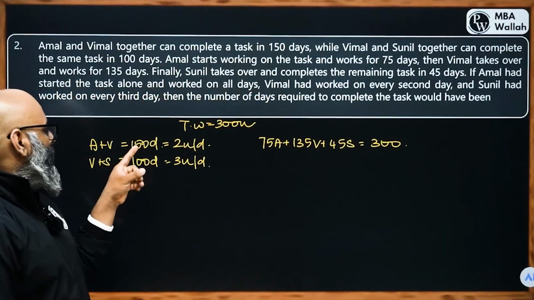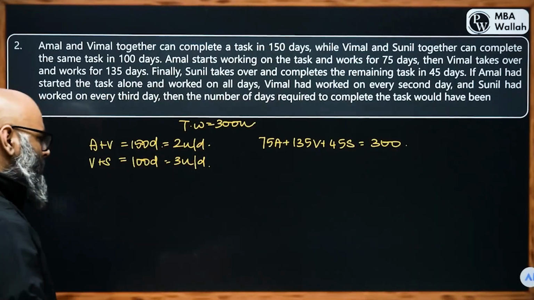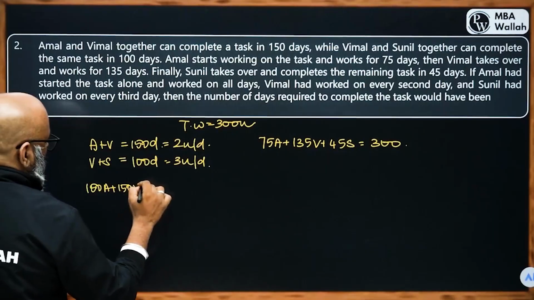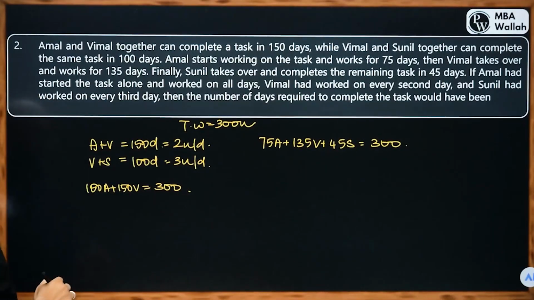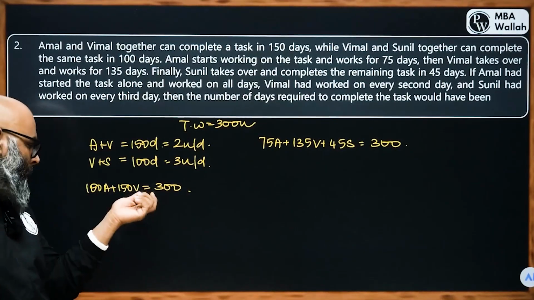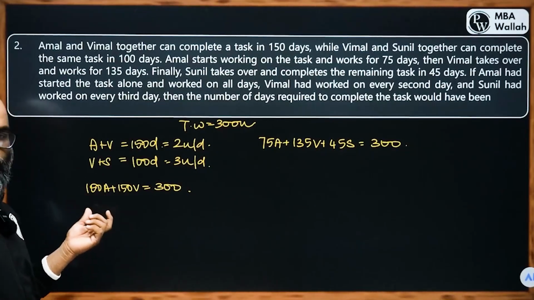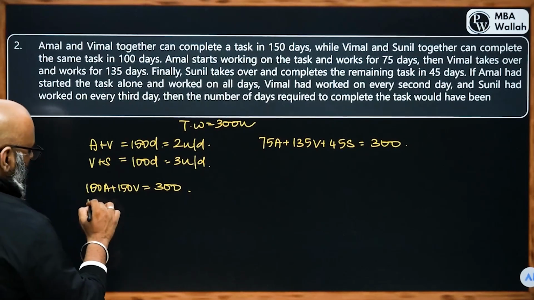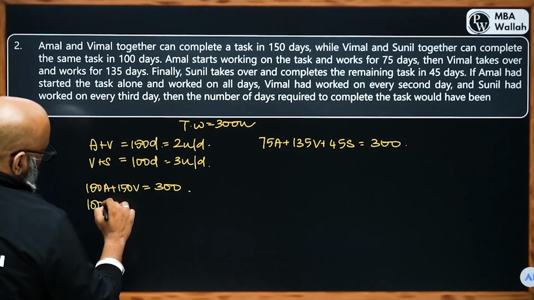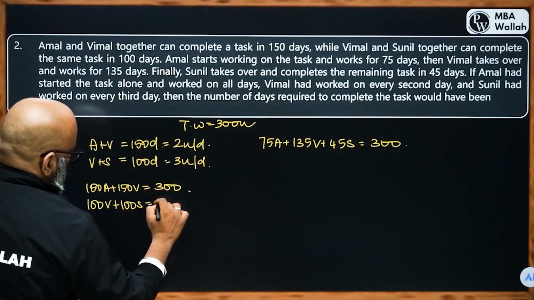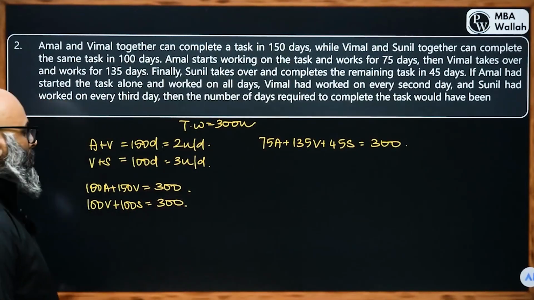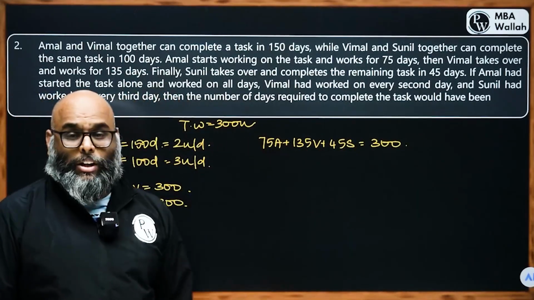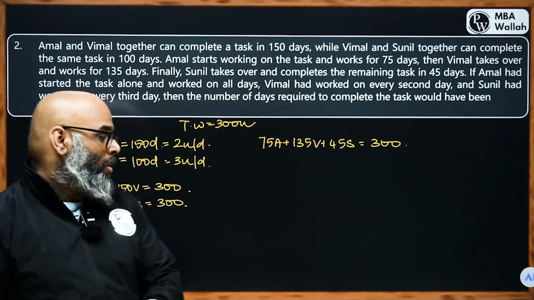So if A and V can together work for 150 days to complete 300 units, we can write that equation as 150A plus 150V is equal to 300. Why? A is A's efficiency, V is V's efficiency. 150 times A plus 150 times V will give you 300 units. Similarly, here I can say 100V plus 100S is equal to 300. This is also the total work. I have 3 equations. I have 3 variables. We can happily solve it.